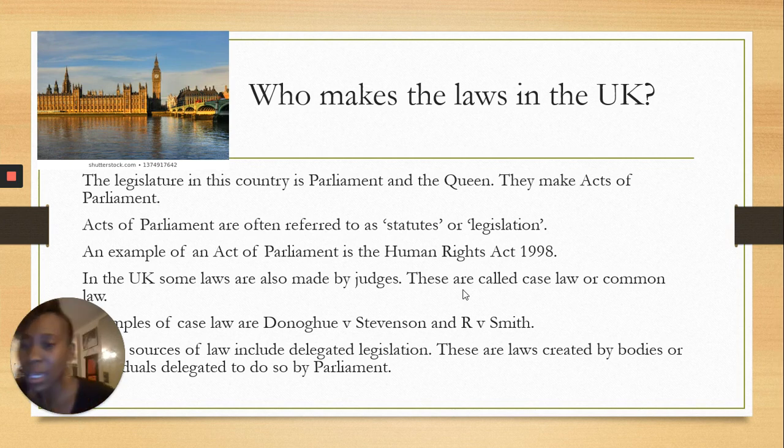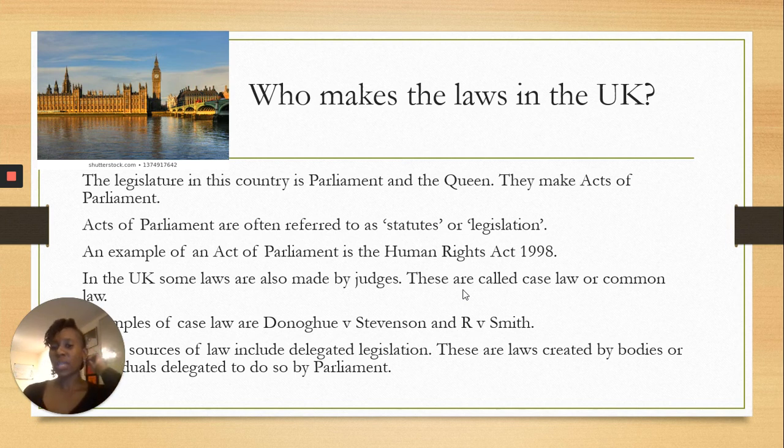They make acts of Parliament, and these acts of Parliament can also be referred to or are known as statutes or legislation. An example of an act of Parliament is the Human Rights Act. You'll have the name of the act, statute or legislation, whichever one you want to go for, and you'll have the word Act at the end, and then the year that it passed through Parliament, the year it was signed off. An example of that is the Human Rights Act 1998.